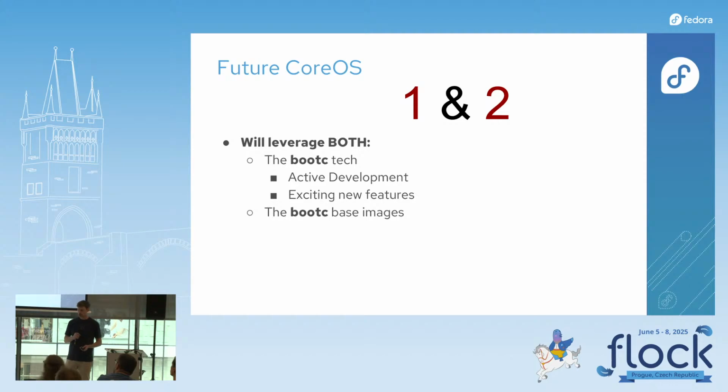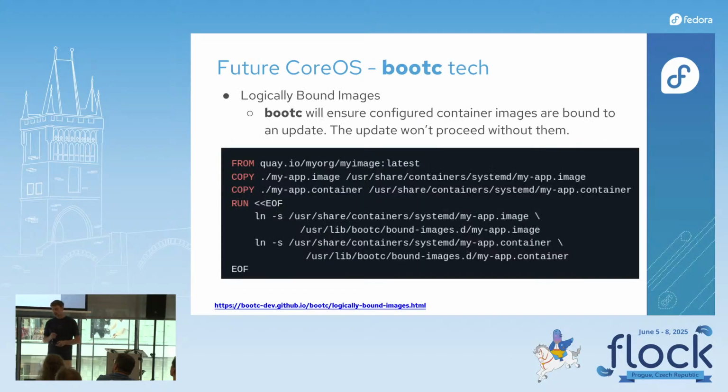And what is the future of Fedora CoreOS? Well, I think we want to leverage both: the bootc tech, because it has active development and exciting new features are coming, and also the bootc base images. So both. As far as the bootc tech goes, there's a feature in bootc called logically bound images that I think is interesting. In this case, bootc will ensure a configured container image or images are bound to an update, meaning the update won't proceed if it can't go out and grab those images and verify them as well. So this lets you piece together an update from various sources, which is kind of neat.